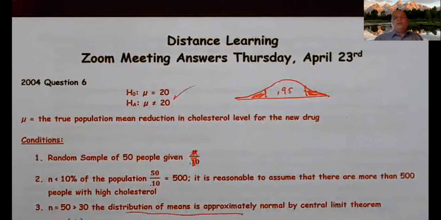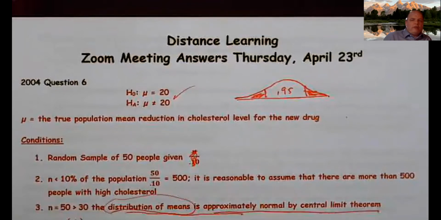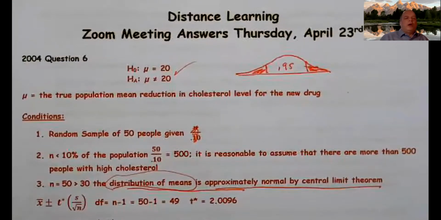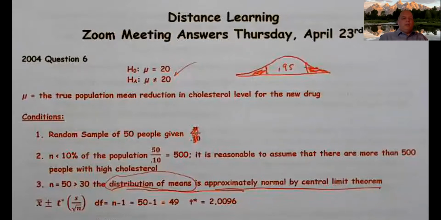So it's really important to say approximately normal by central limit theorem, but I also like to include distribution of means. Questionable whether this part is required, probably isn't. This part definitely is. All right, so then I go ahead and I record my formula. My formula is x bar plus or minus t star, s divided by the square root of n, and my degrees of freedom are 49.